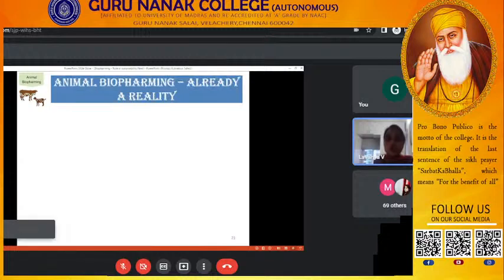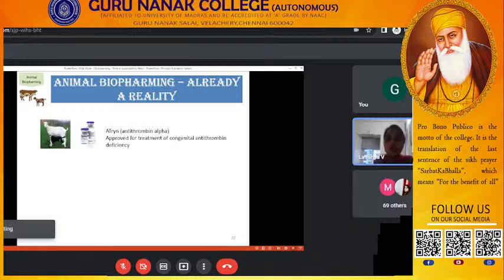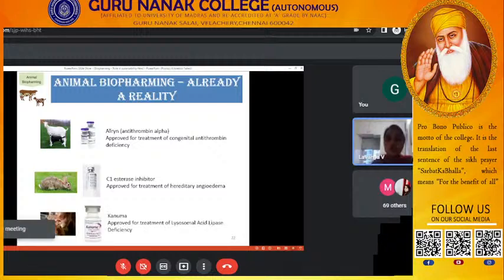Animal biofarming, yes, it is already a reality with many drugs already having been approved. The antithrombin alpha drug, which was approved for treatment of congenital antithrombin deficiency, was produced using transgenic goats. C1 esterase inhibitor, which was approved for treatment of hereditary angioedema, was produced using transgenic rabbits. And another drug, approved for the treatment of lysosomal acid lipase deficiency, was produced in transgenic chickens.